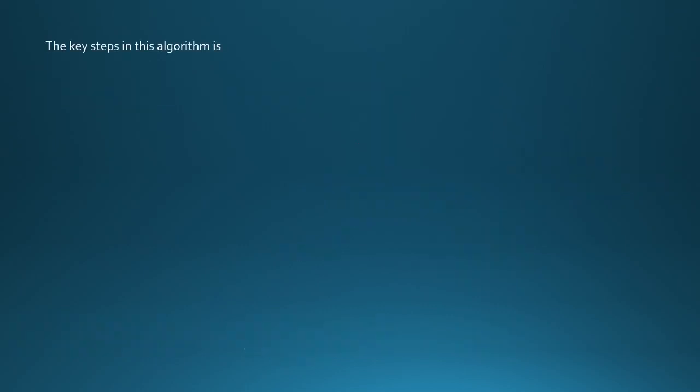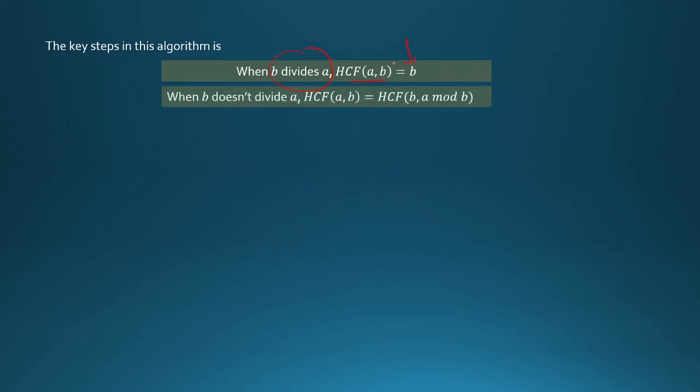The key step in the algorithm is, when B divides A, then there is no problem. HCF of A and B is B. But when B doesn't divide A, then HCF of A and B is HCF of B and A mod B. Why so? Let's go into it.